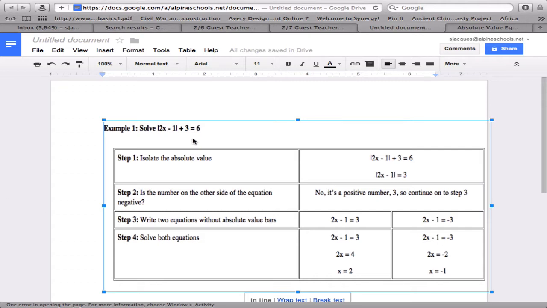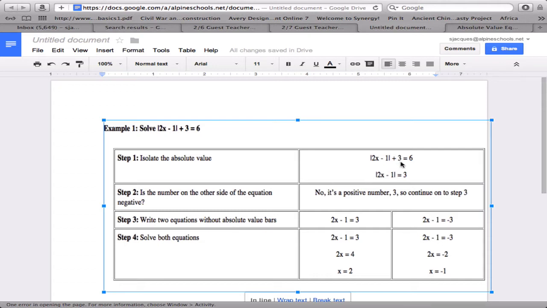So the first one we're going to look at is solve the absolute value of 2x minus 1 closed plus 3 equals 6. Okay, first thing you do, obviously, is you write the problem down. So you have that absolute value of 2x minus 1, and then you put plus 3 equals 6. And the first thing you want to do, it says isolate the absolute value. That means get the absolute value and all that's inside of it by itself.